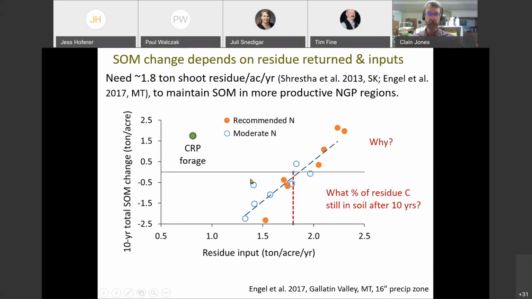Another thing that we can learn from this chart is what percent of soil residue carbon was still in the soil after 10 years. And it turns out it's about 40%. So about 40% of residue is left behind. Where does the other 60% go? Well, it's decomposed by microbes and goes up into the atmosphere as carbon dioxide. So that's just a rough rule of thumb for Montana. 40% stays behind, at least based on this study.